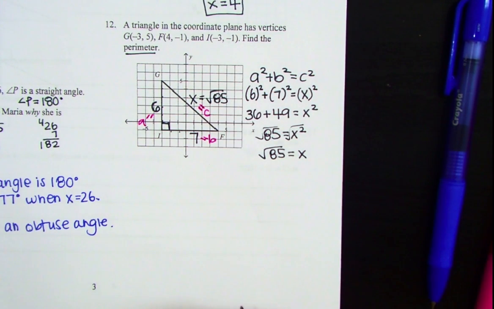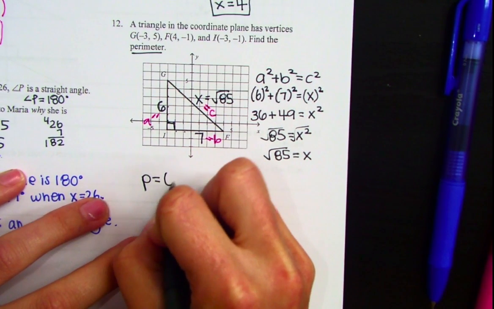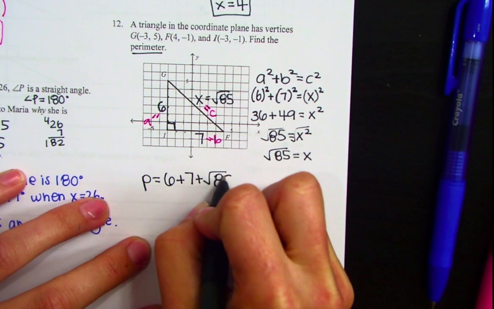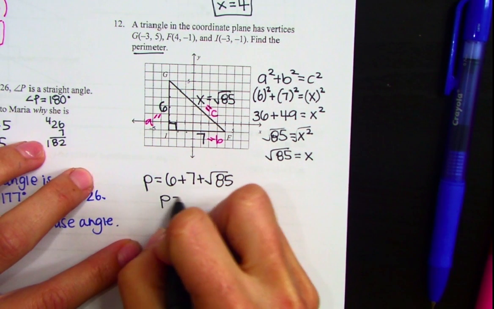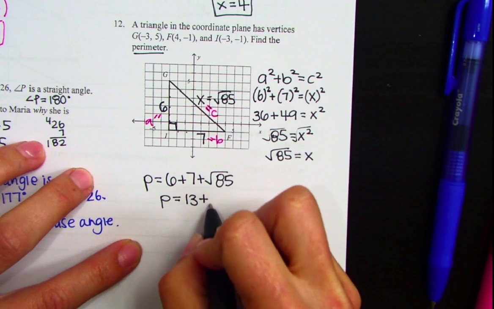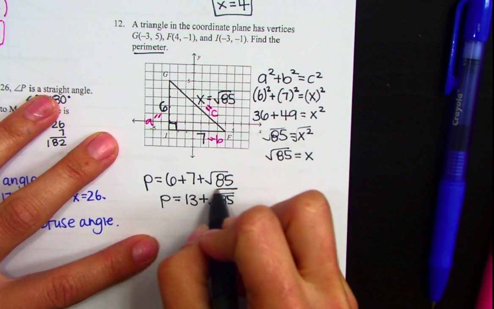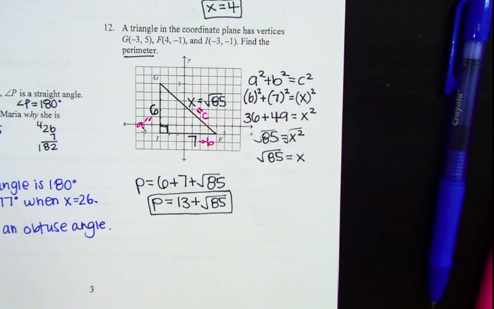So now when I need to find my perimeter, when I add up all these sides, it's going to be 6 plus 7 plus the square root of 85. So we can go ahead and combine these constants. 6 plus 7 gives us 13, but we need to leave our square root alone. You can't combine that with our constant. So you just leave your answer like this, 13 plus the square root of 85.